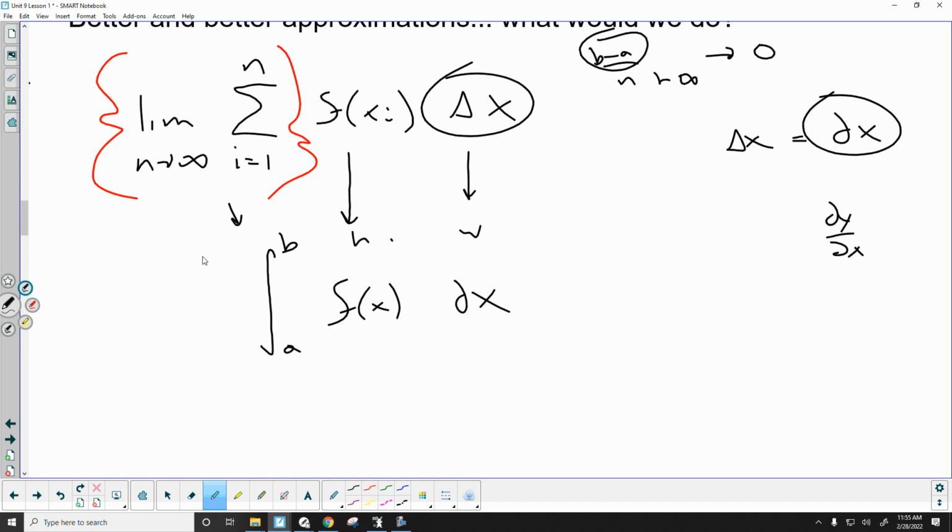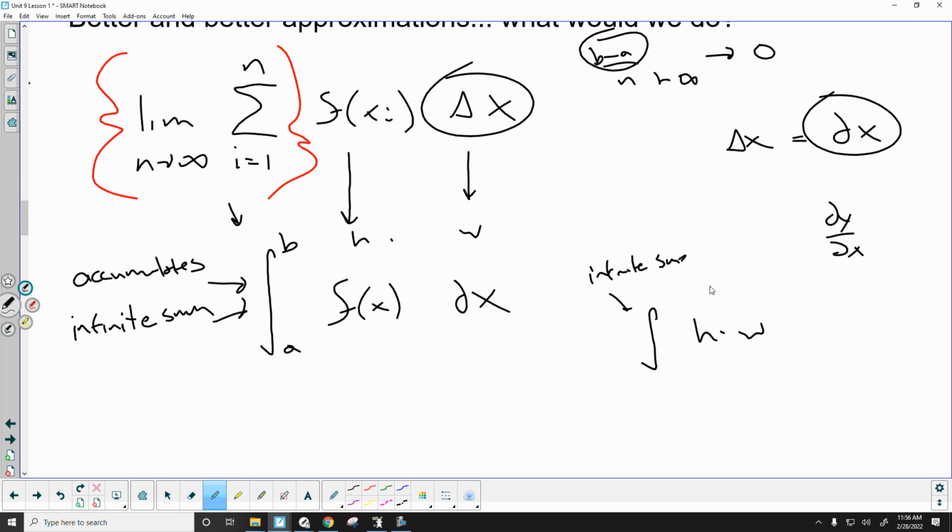So, you know that your calculator accumulates. The idea behind this accumulation is that your calculator does a Riemann sum type process to approximate an infinite sum. The reason why this is area is because you're doing an infinite sum of heights times width. That's why this is area. Not all integrals are areas.